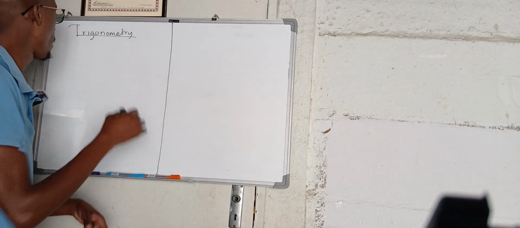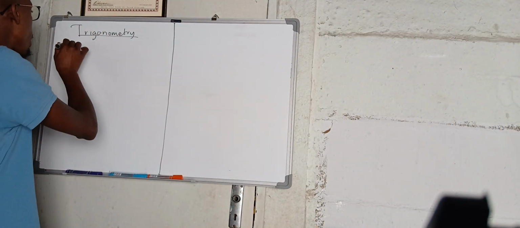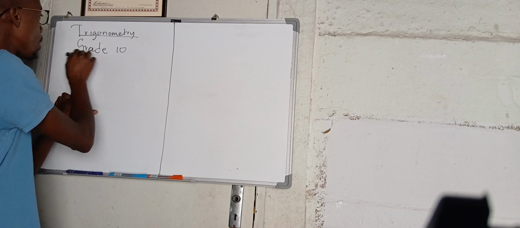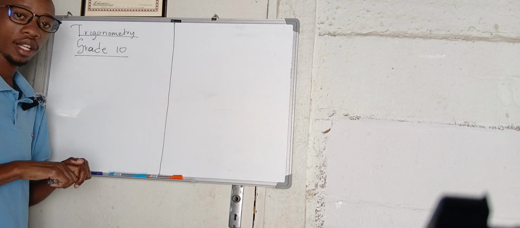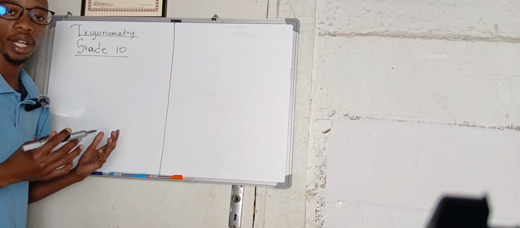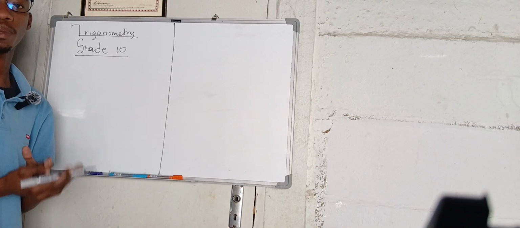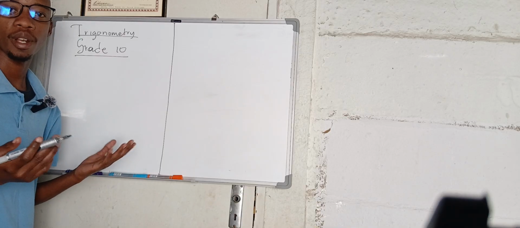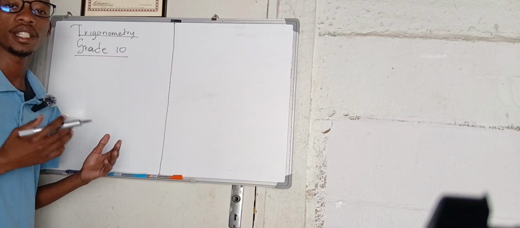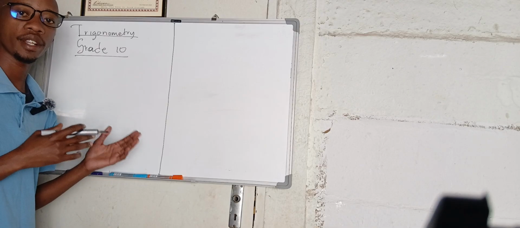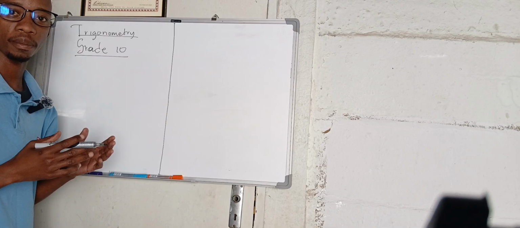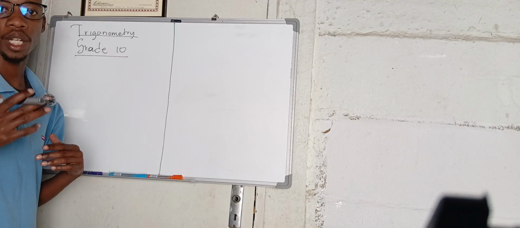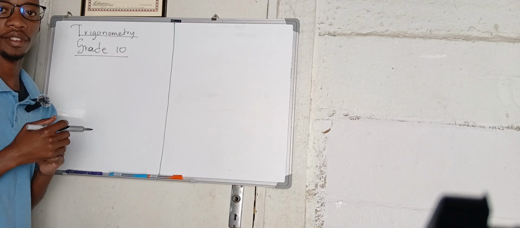So let's begin with grade 10 trig. Before anything else, we need to understand that trigonometry, similarly to algebra, I can say they are similar or rather they are the same. The only thing that differs is that there are different laws that govern both. In trigonometry we have different laws, and in algebra we also have different laws governing them.